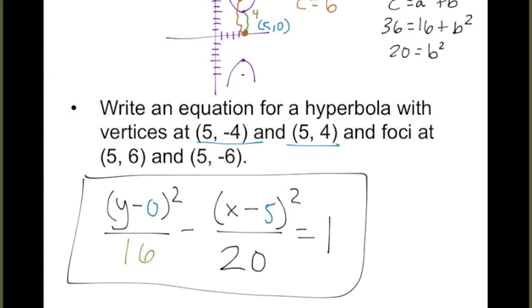Questions? Where'd you get the C equals 6 from? C is the distance from the center to the focus. So if the center was at 5, 0 and the focus is at 5, 6, they're 6 units away from each other.